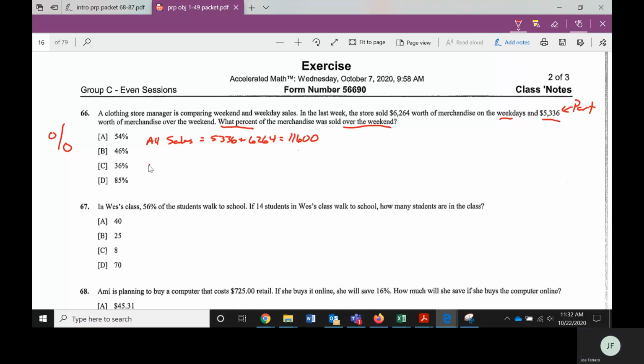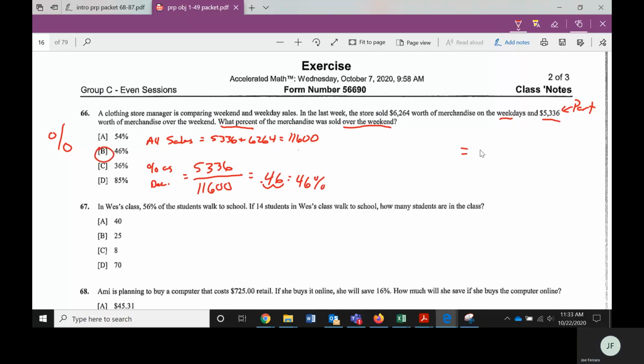So now, if we want a percent, and again, this is as a decimal, abbreviate, we take the part we're looking for, which is the weekend, and we have to put it over the whole amount or all the sales. So that's the tricky part here. So now we do 5,336 divided by 11,600, and we get 0.4612, 46%.